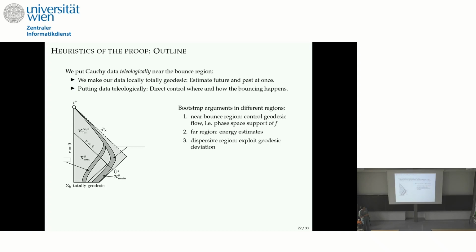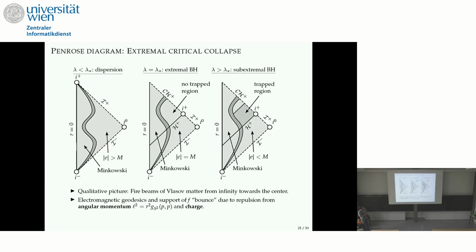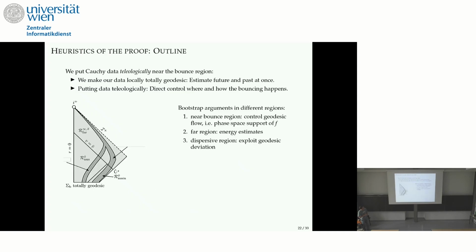And now you should think that we flip this also to the past, and then we get the full picture here. In fact, the only thing we are concerned about is that region here. So we can go to the future, but also to the past. And we look at three different regions, namely the near-bounce region here, where we actually have to show that the particles which become ingoing go outgoing again. This is the near-bounce region, where we have to carefully control the geodesic flow, and we do phase-space support estimates of f. Then the far region, from there far away. In that region, we use energy estimates to control the geometry.